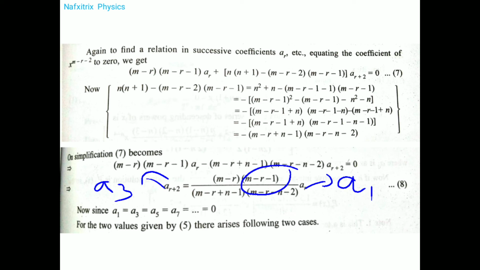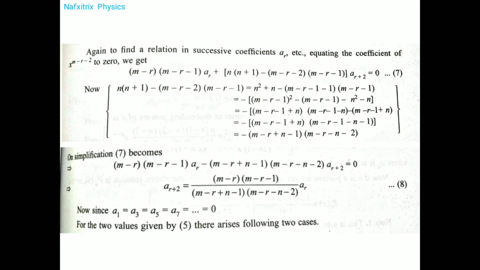Again, if we place r equals 3, here we would get a3 and here a5. a5 is equal to so-and-so into a3. Again, we know that a3 equals 0, so 0 into anything is 0. Likewise, we would have a5, a7, a9, all of them equal to 0. Odd coefficients would all be equal to 0.